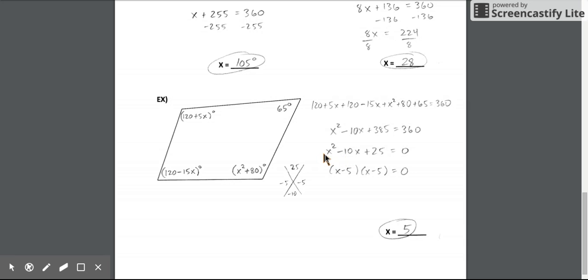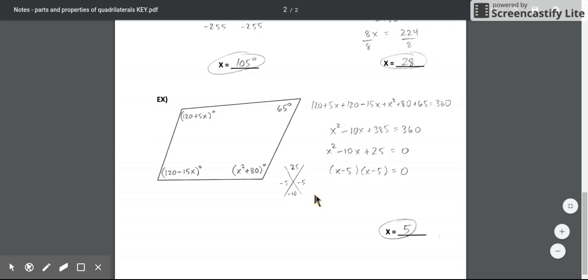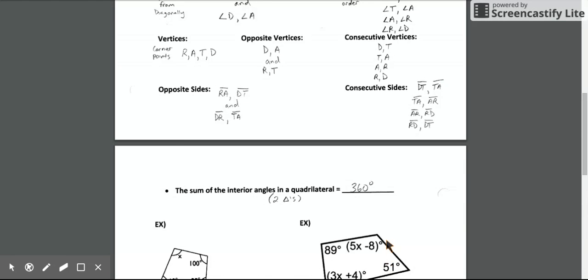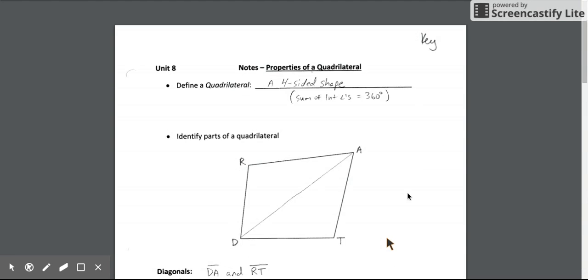Since our quadratic has an a term value of 1, we can just use our x factor technique. Factors of 25 that add up to negative 10, that would be negative 5 and negative 5. So those are the numbers that go into our binomial factored form, and the solution is the opposite of those. We could also set x minus 5 equal to 0 and solve. Either way, we get positive 5 is our solution for x. So there are properties of quadrilaterals and parts of quadrilaterals.